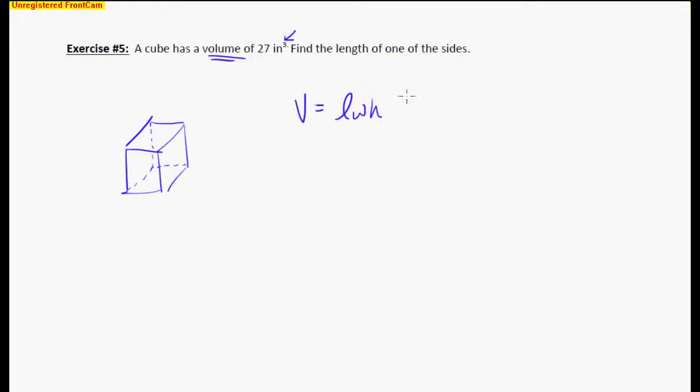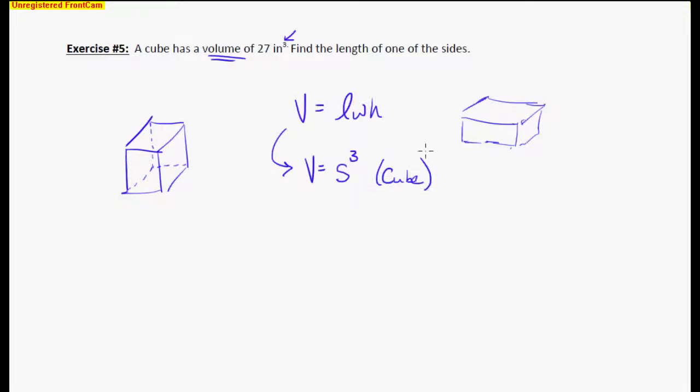However, this is a rectangular prism. It could be anything like this. But in a cube, all of these are the same. So really, the volume is one of the sides cubed. That's a really bad 3, isn't it? I'll make that a better 3. There's a better 3. Okay, so this is for a cube.